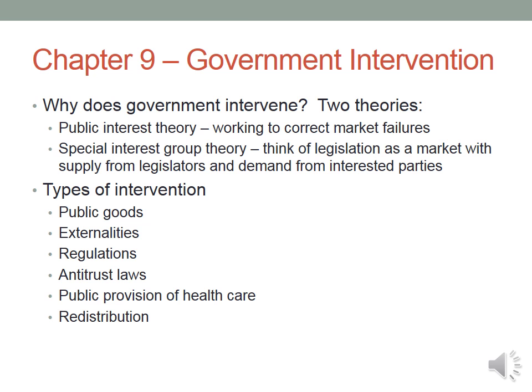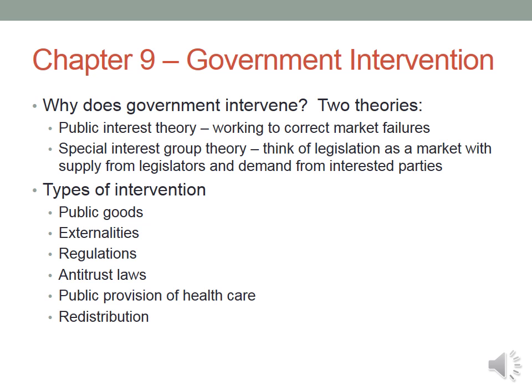There are two theories, the public interest theory and the special interest group theory. So go back and look at your notes and know the difference between those two theories. And then we talked about the types of intervention: public goods, externalities, regulations, antitrust laws, public provision of health care, and redistribution. So you want to look at those topics.